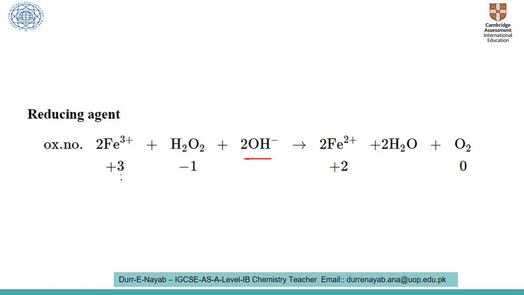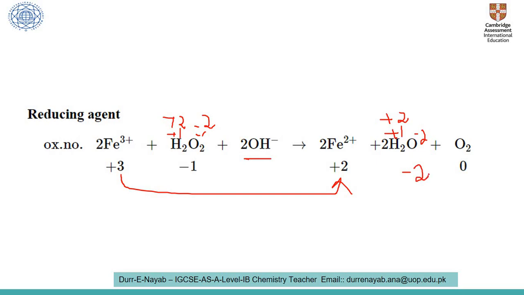Here iron +3 changed to iron +2. The electron was not there with the iron atom; now it gains 1 electron from another species, from this hydrogen peroxide, and it changed into iron +2. Here oxygen is -1, for 2 oxygens -2, hydrogen +1, and for 2 hydrogens +2. So here oxygen is in a -2 state.